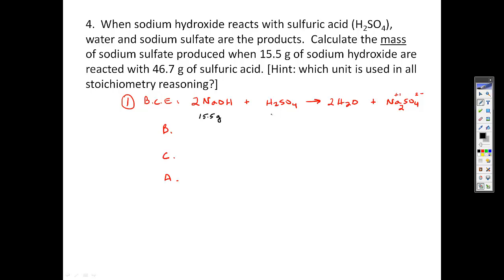Okay, and then 46.7 grams of H2SO4. Now, they give us the grams because that's how chemists actually weigh stuff out. But we can't put grams into our BCA table. The BCA table only works with moles. So let's go ahead and convert those over really quick.